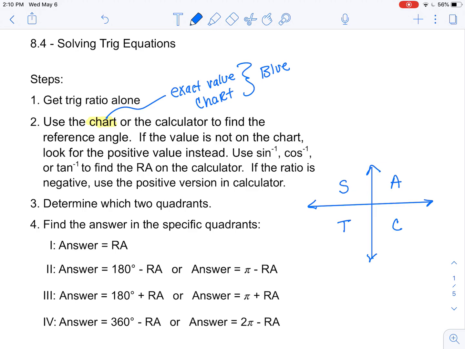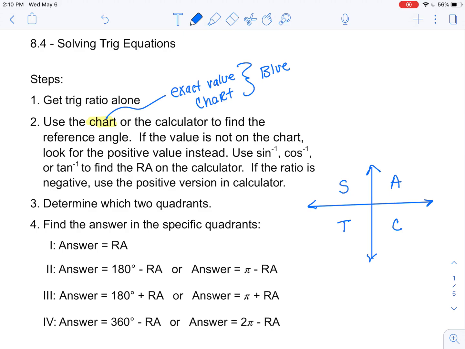If the value is not in the chart, you're going to go ahead and use your calculator to find that reference angle. And you'll use the sine inverse, cosine inverse, and tangent inverse on your calculator to find the reference angle to use. If the ratio is negative, we want to plug in a positive value into our calculator. The reason is that we want to make sure that we have that reference angle in the first quadrant, so that we can then find angles in any quadrant that we need to, depending on which trig ratio we're working with.